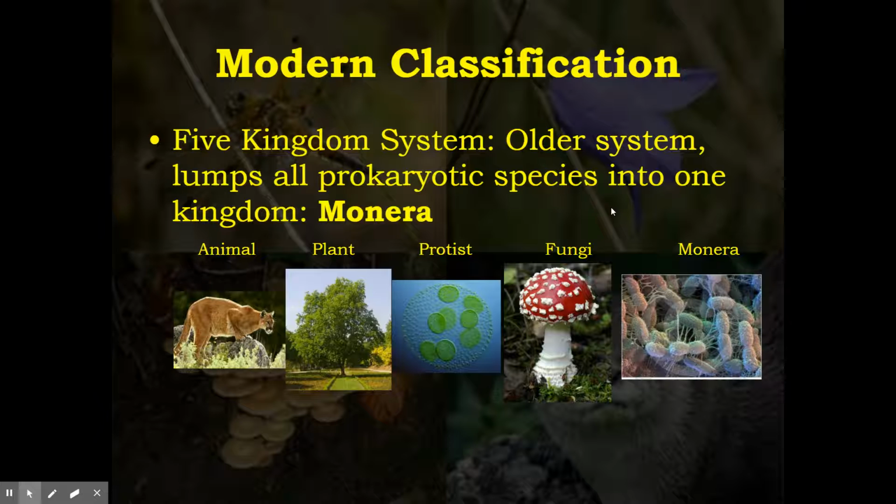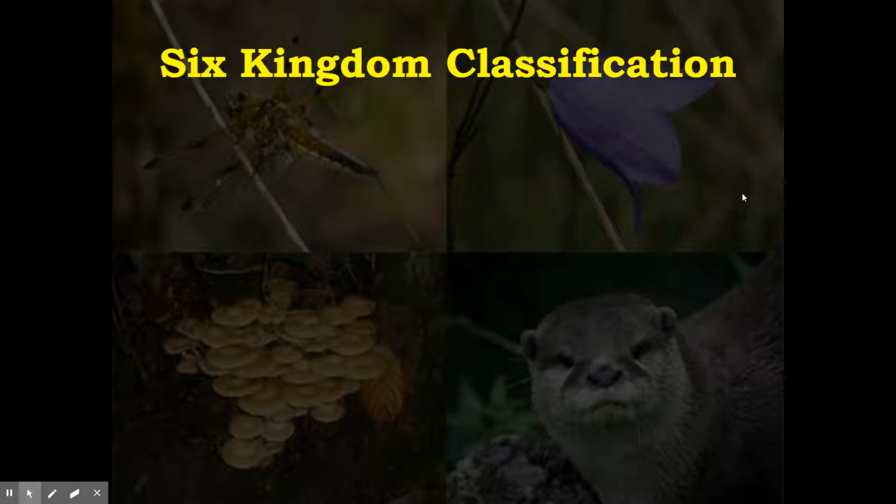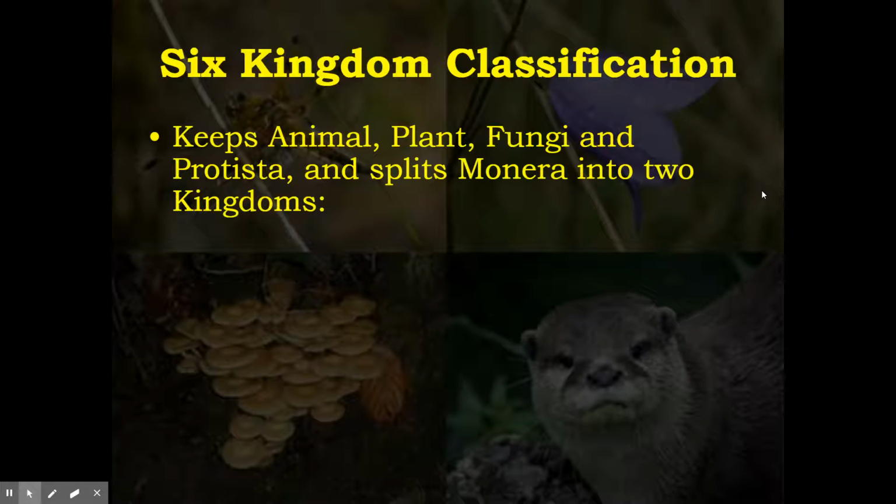All the prokaryotic species were dumped into the Monera group. Remember, prokaryotic means that it doesn't have a nucleus, it's a single cell. Most of the time, it's going to be bacteria. Okay, so the 5 system is animal, plants, protists, fungi, and Monera. But as we went along, we realized that maybe things didn't fit as well. So it keeps the animal, the plant, the fungi, and the protista kingdoms. But what it did was it took Monera and it split it into 2 different kingdoms.